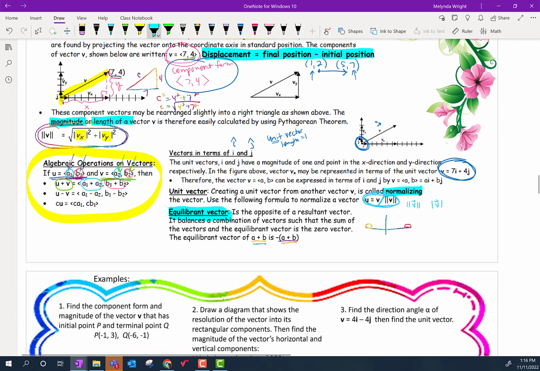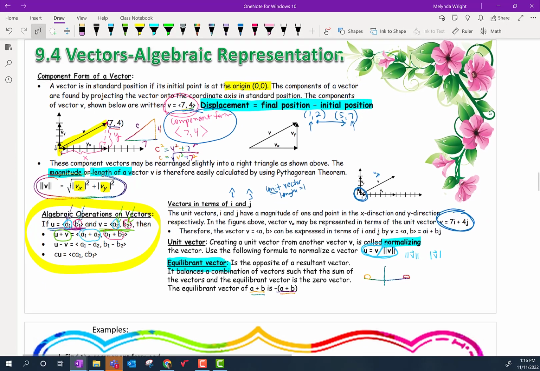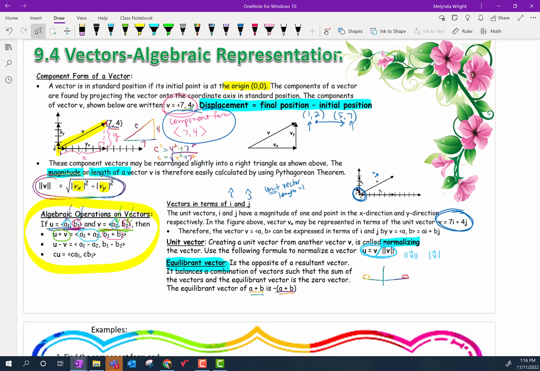Okay, how are we doing so far? Everybody okay? Okay, so we have just a few examples to work through.